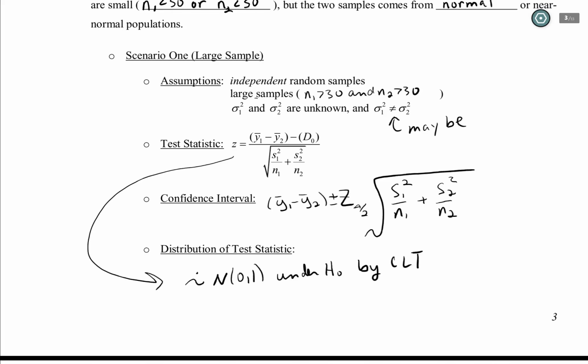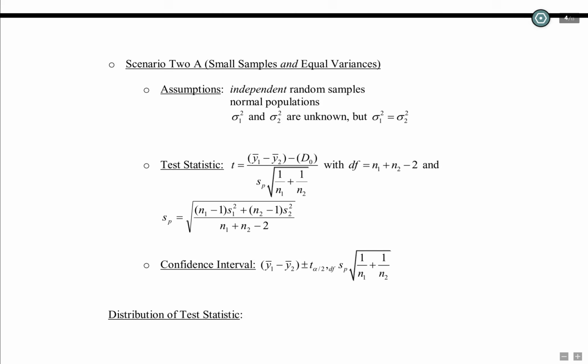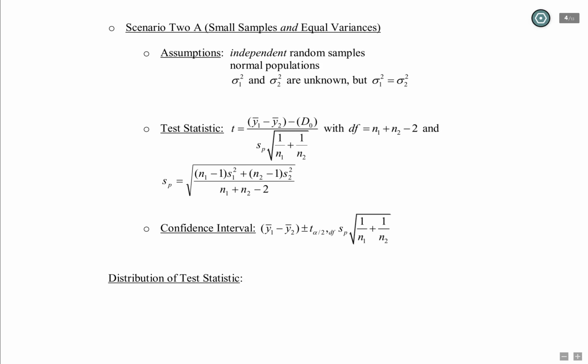A problem with this kind of statistic is that if N1 and N2 are not both large enough, you might think, shouldn't this ratio then follow a t distribution? It turns out it doesn't. So we need another way to involve the t distribution, but we have to make an extra condition in order to do so. So let's go to scenario 2, where we have small samples and equal variances.